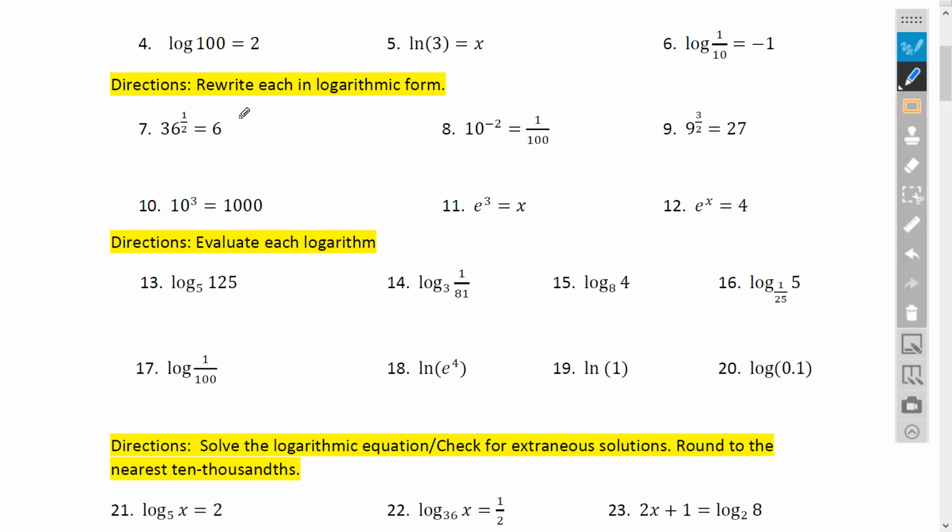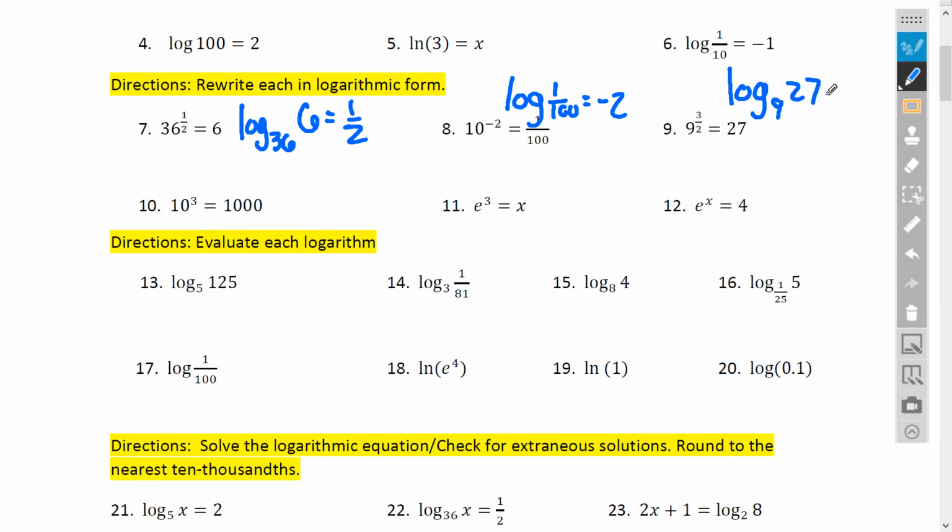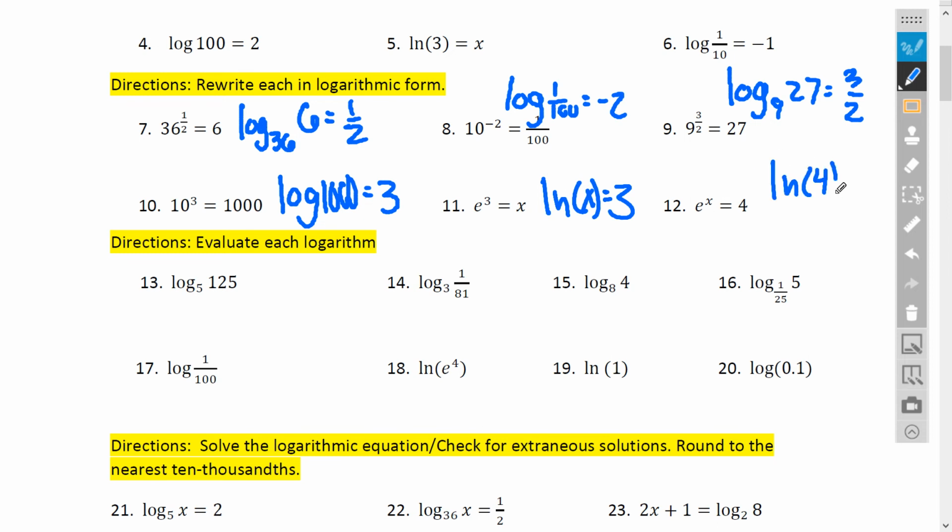opposite. So for number 7 we have log base 36 of 6 equals 1/2. Number 8 we have common log of 1 over 100 equals negative 2. Number 9 we have log base 9 of 27 equals 3/2. Number 10, we have common log of 1,000 equals 3. And you can put these things in parentheses if you want inside the log. It's not a big deal. 11, natural log of x equals 3. 12, natural log of 4 equals x.